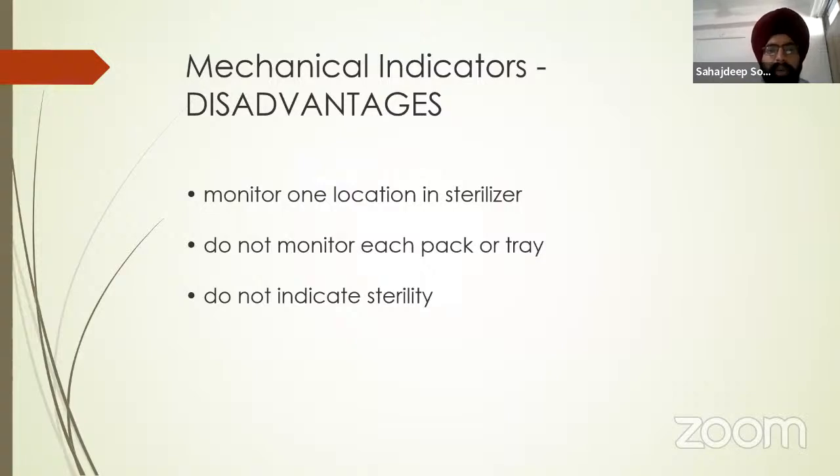The disadvantages of mechanical indicators when used alone are that they only monitor one location in a sterilizer. They do not monitor each pack or tray, and they do not indicate sterility. 100% sterility is not indicated by lone usage of mechanical indicators.